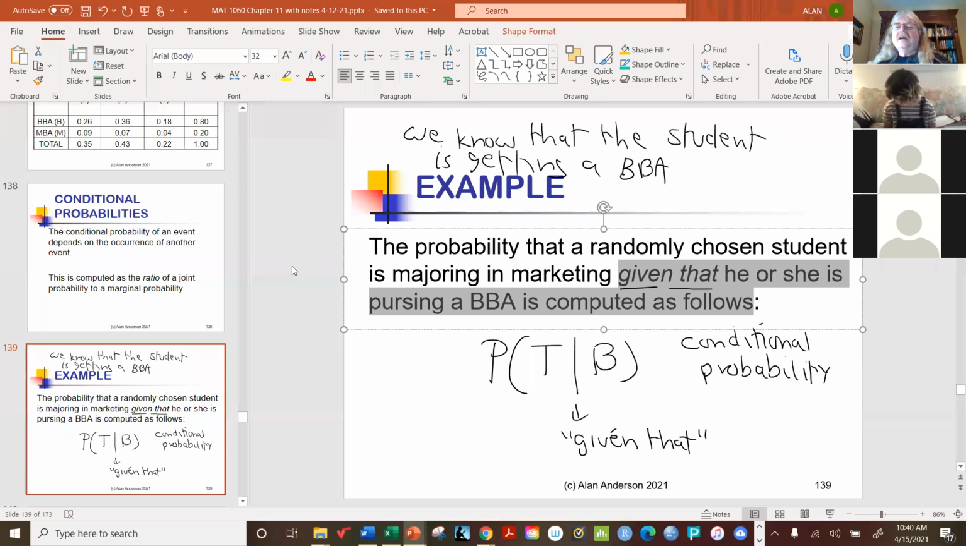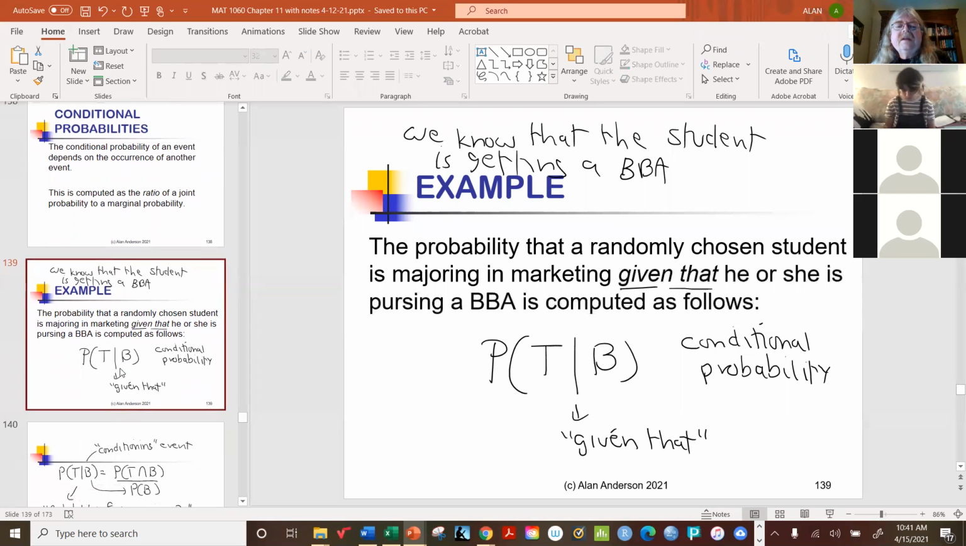And you can see we've got this line here, which in English is pronounced "given that." So the first event, T, is what we're trying to figure out the probability of. The second one, this B, is the information that we've already been given. So up at the top here, you can see that the way this is written, we know already that this is somebody who's getting a bachelor's degree, not an MBA. We already know that it's not an MBA student. And that means we can now figure out the probability that they're getting a marketing degree.